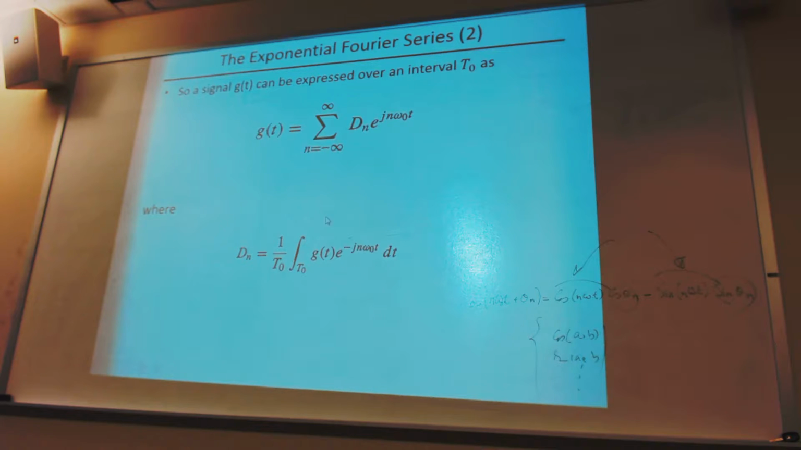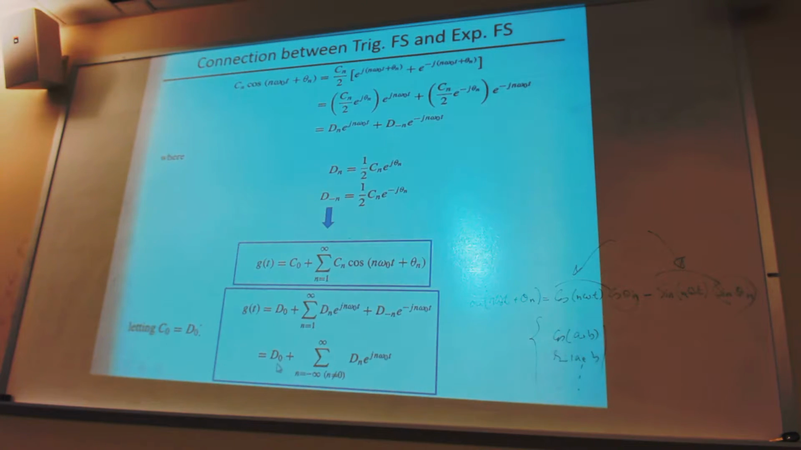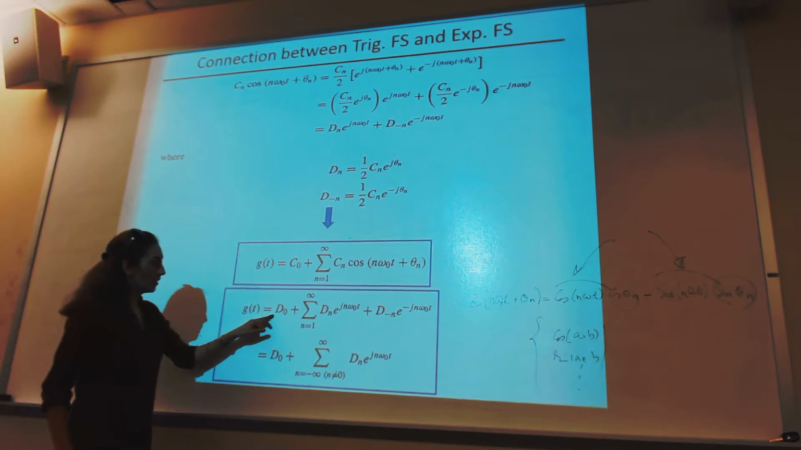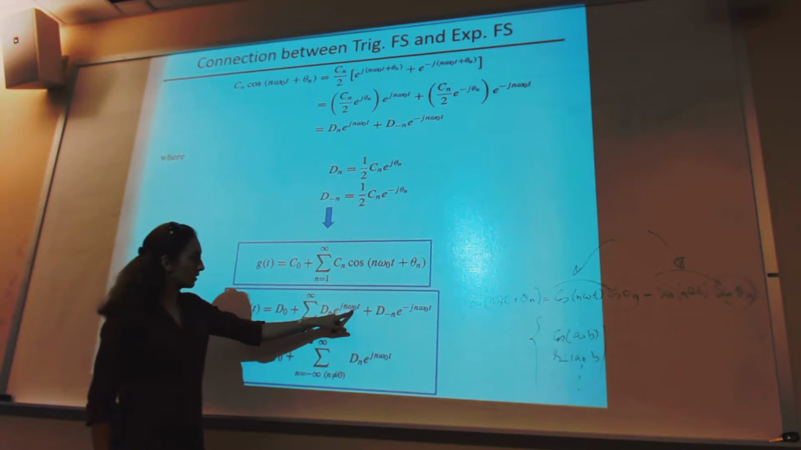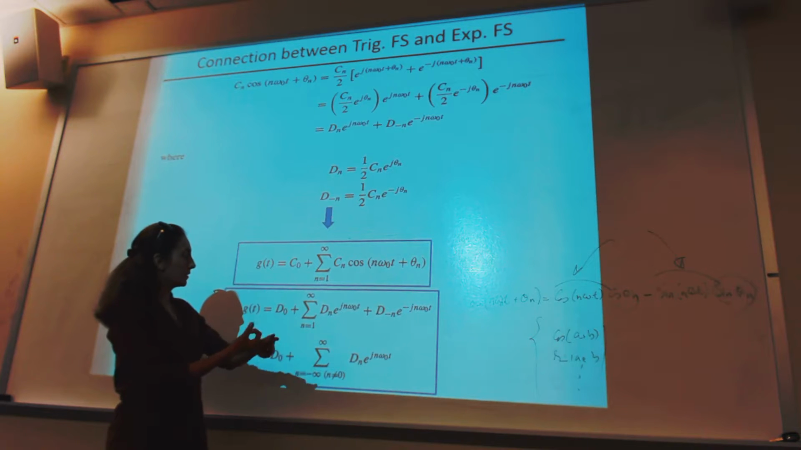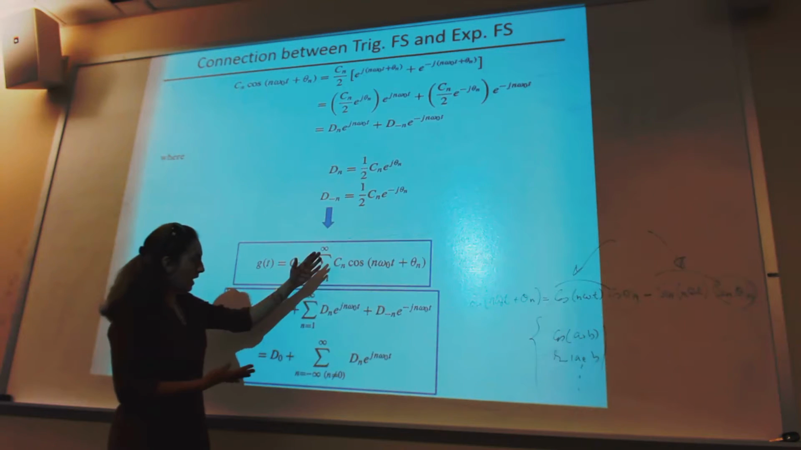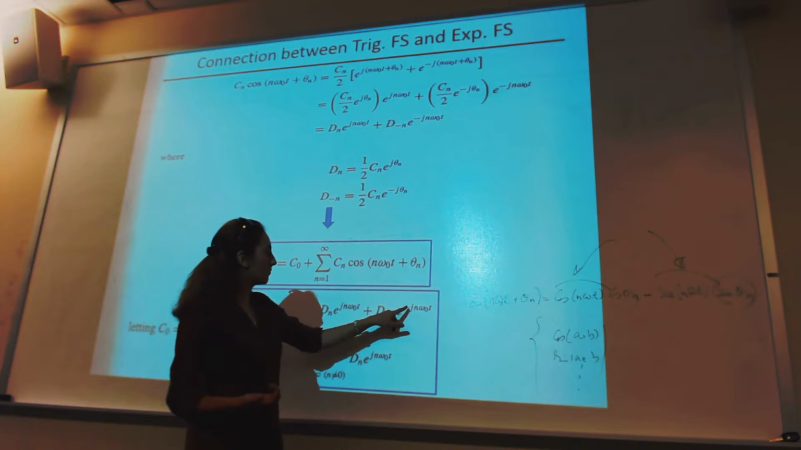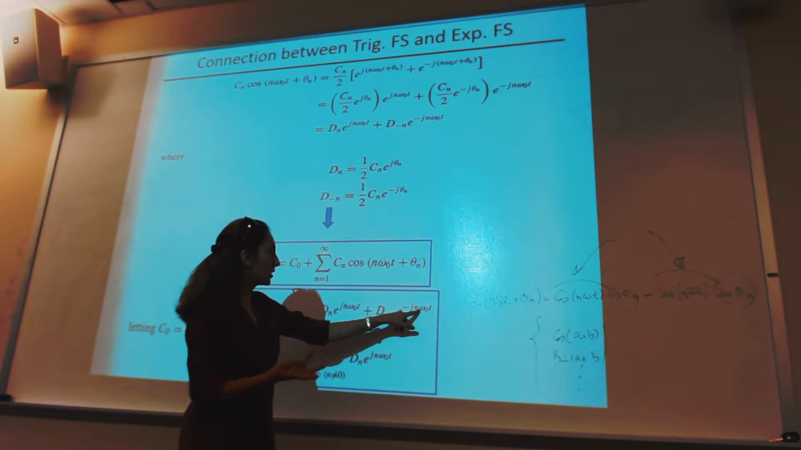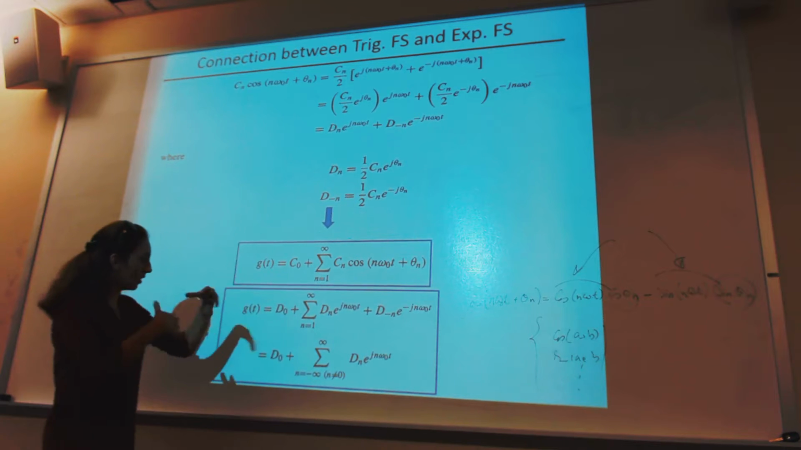So this is the exponential Fourier series. You can write your signal as D naught, which is the DC, plus the sum of Dn e to the power of j n omega naught t. Look at this as the nth harmonic, n times the frequency: omega naught, 2 omega naught, 3 omega naught, etc. And then you also have the negative of that. You are going to see what the negative frequency means: minus omega naught, minus 2 omega naught, minus 3 omega naught.